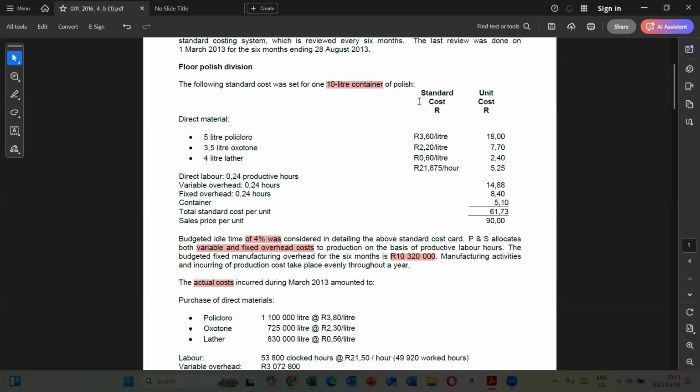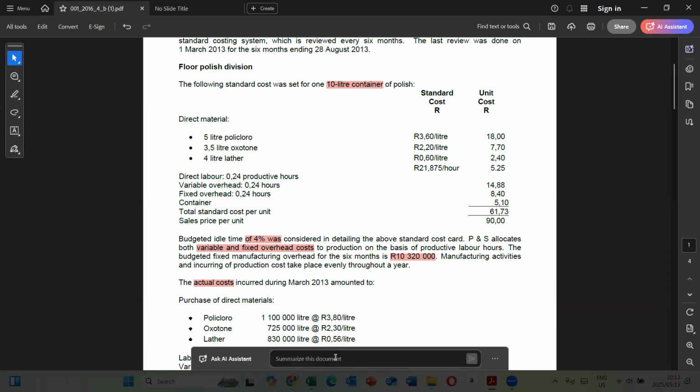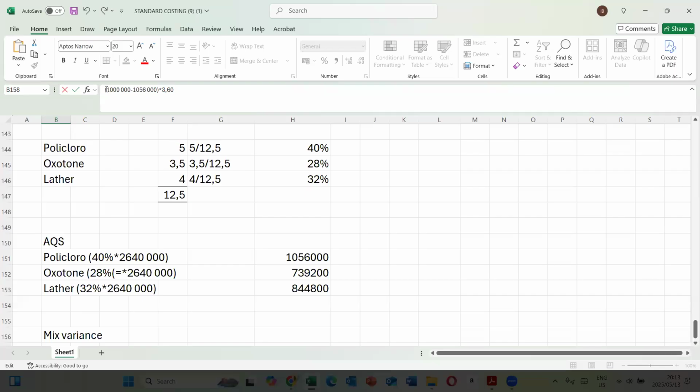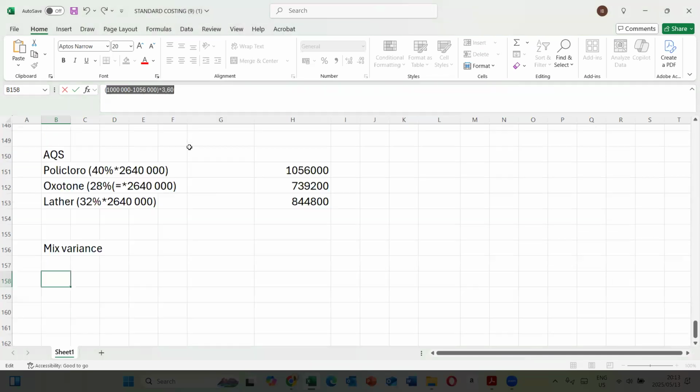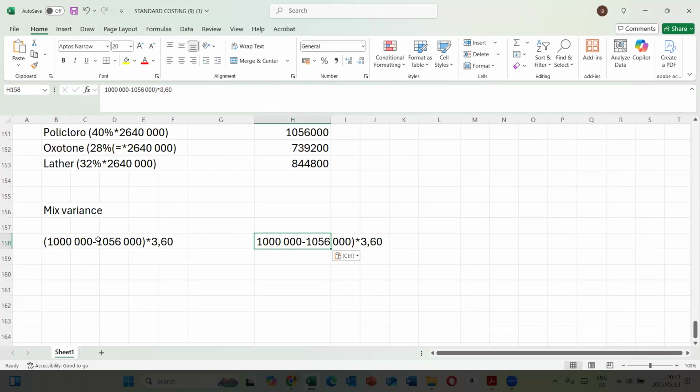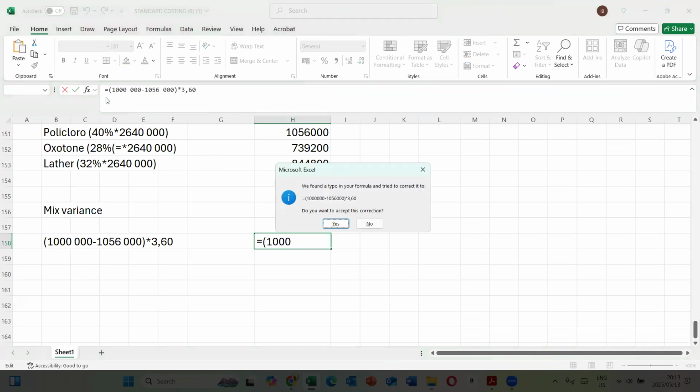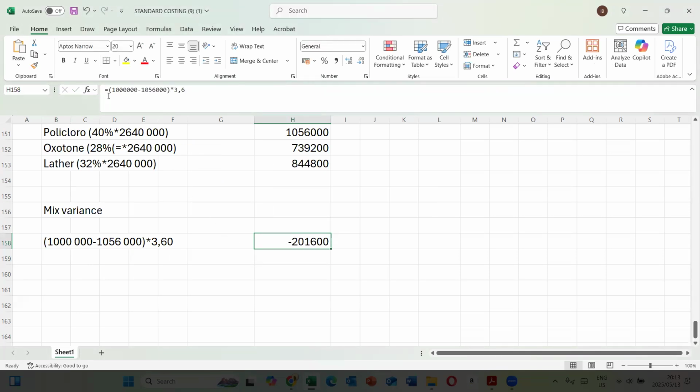You see, the standard cost, 5 liter polychloro is 3.60. All right? So we have 3.60 there. So times 3.16. Right, that's what will give us our variance, the favorable or adverse. So we used 1 million instead of 1,056,000. Is it favorable or adverse, guys? Favorable, right? We use lesser material. Well done, guys. So here we can just write F for favorable. All right, so this is for polychloro.